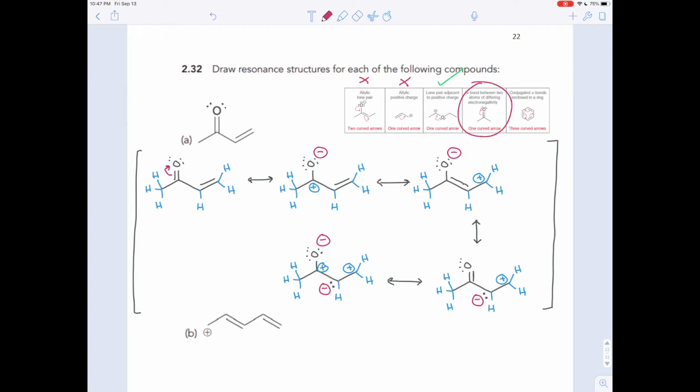How about the 4th one? Do we have a pi bond between two atoms of different electronegativity? No, we don't even have a pi bond. And the 5th one, do we have conjugated pi bonds in a ring, alternating single and double bonds all the way around a ring? No. So we've gone through all 5 patterns for every possible resonance structure, and we see that there are 5 resonance structures here.